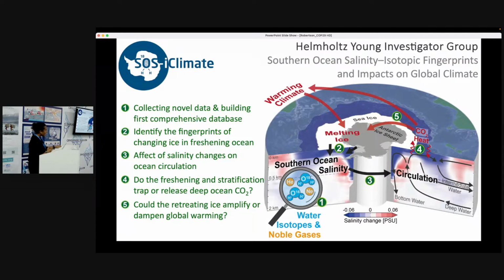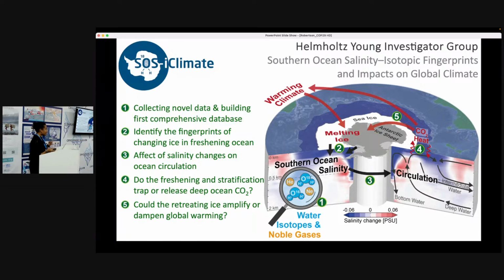Okay, moving on, talking a little bit more about the project that I'm working on, which is SOS iClimate, where we study Southern Ocean salinity using isotopic fingerprints and its impacts on global climate. In order to study the Southern Ocean, we need observations. So one of the biggest parts of this project is collecting novel data and building a comprehensive database of these seawater isotopes. What you see here in this magnifying glass are these seawater isotopes that we use in order to study salinity changes, notably oxygen-16 and oxygen-18.